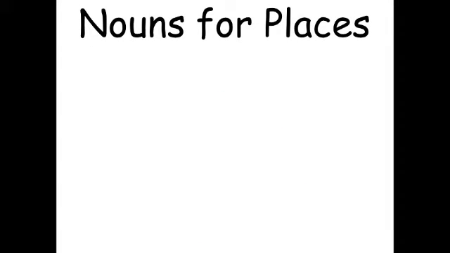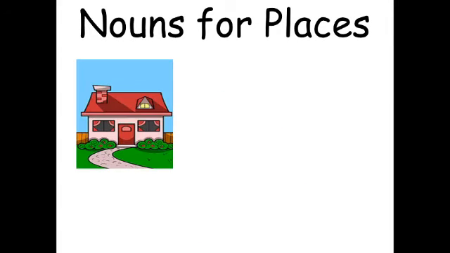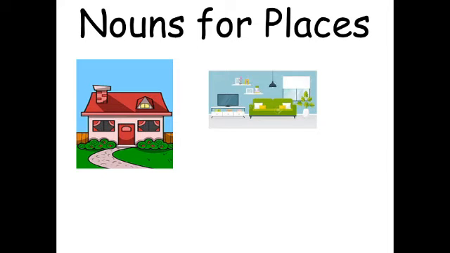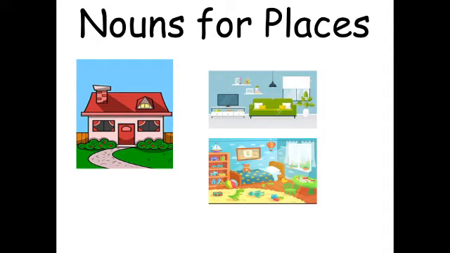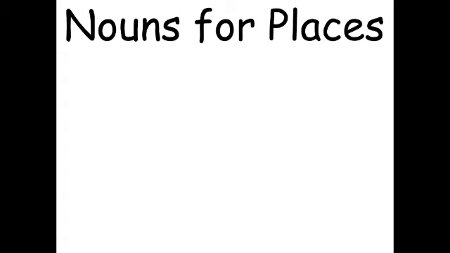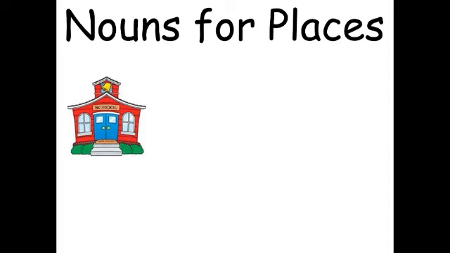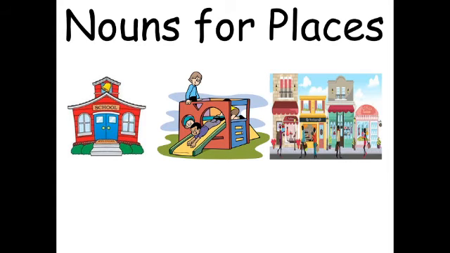Names of places are also nouns. Are you sitting at your home, in the TV lounge, or in the bedroom? So, your home is a name of a place and it is a noun. Even in your home, there are names of rooms, and those names are nouns. Some other places: school, playground, shopping mall. All these words are used to name places and they are nouns.